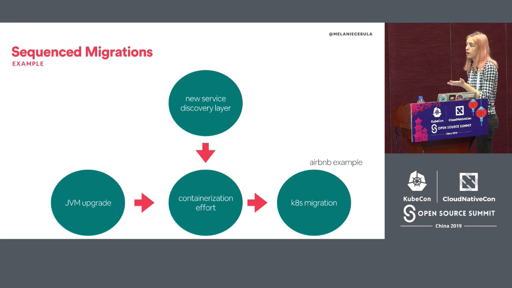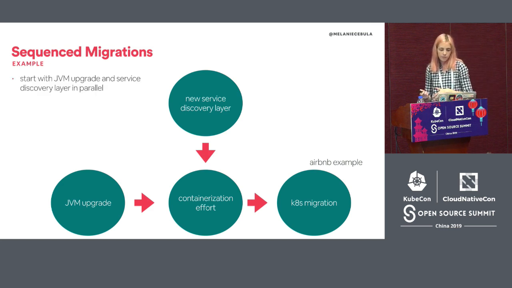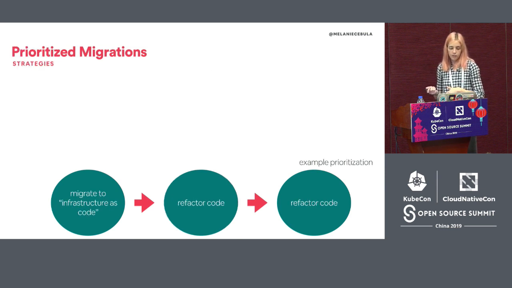Another thing we had to do is upgrade our service discovery layer. We're using an old version of service discovery that works really well when your hardware doesn't change that often. So you have Amazon EC2 instances that stick around and don't move that often, and the service discovery layer can handle that. But when you're using Kubernetes and you have pods that are constantly being rescheduled, the service discovery layer breaks down. So we have these two upgrades. They don't have any dependencies on each other, but they both need to happen before you use containers. So you could start those first, then do the containerization effort, and then do a Kubernetes migration.